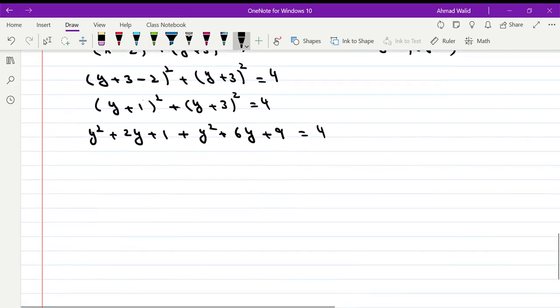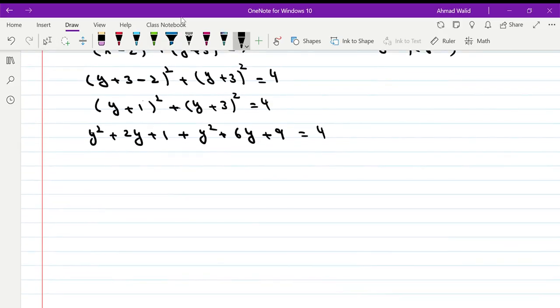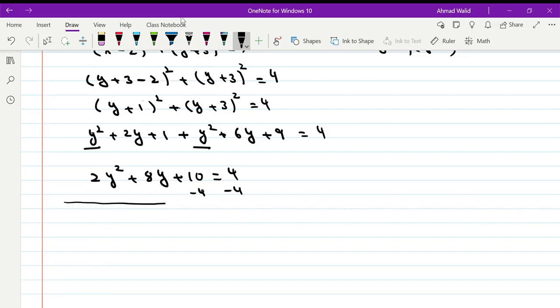Now combine like terms, correct? Y squared plus y squared gives you 2y squared. 2y plus 6y gives you 8y. Positive 1 and 9 gives you positive 10, equals 4. Now subtract 4, bring everything to one side, make one side 0. Then it gives you 2y squared plus 8y plus 6 equals 0.